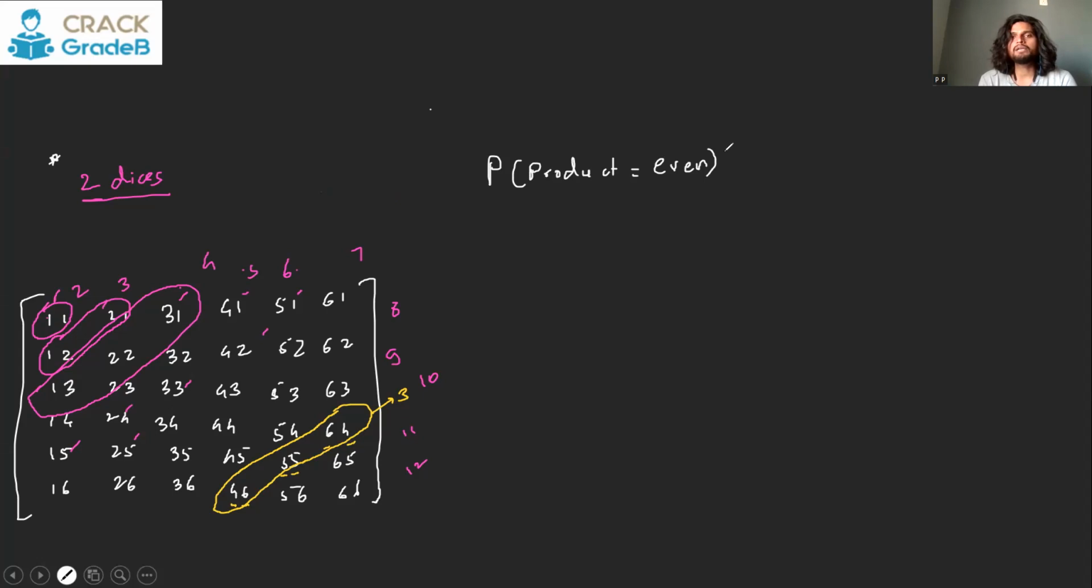So when do you have an even number? The product is even when the first has even and the second has odd. If the first dice has odd and the second dice has even, then the product is also even. Odd into even is even, and even into even is also even. Odd into odd, the first dice has an odd number and the second dice has an odd number, then the product is odd. So out of 4 possible cases, 3 cases have even. So the probability will be 3 upon 4.